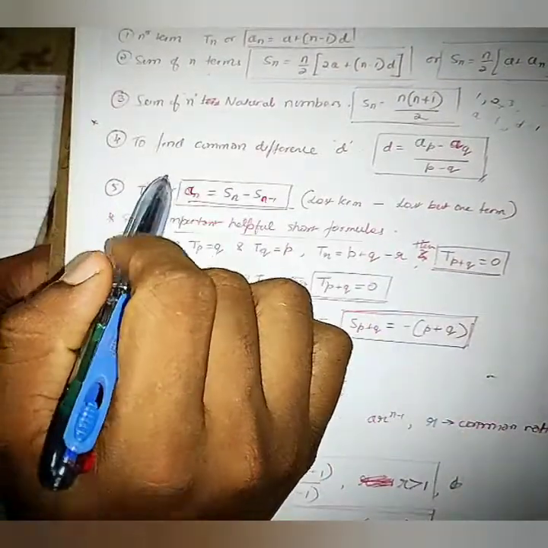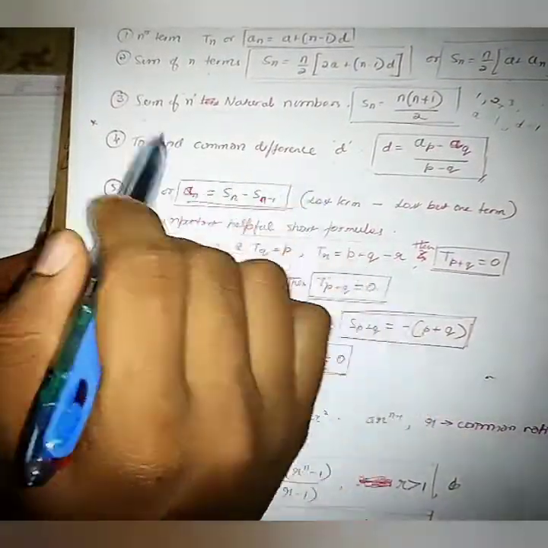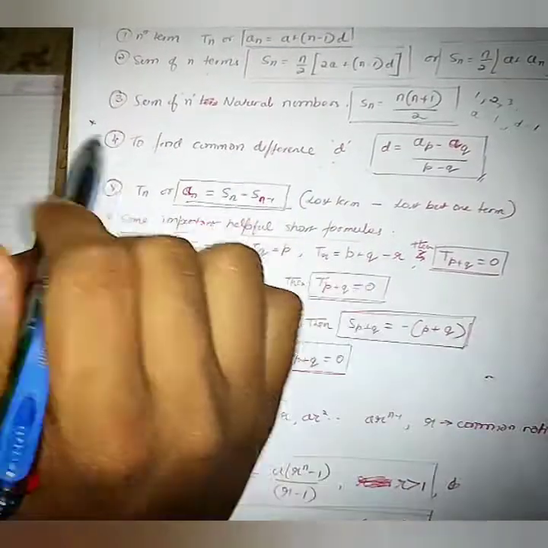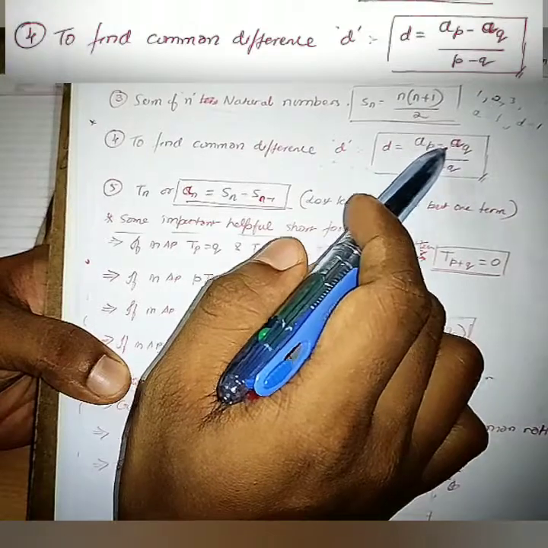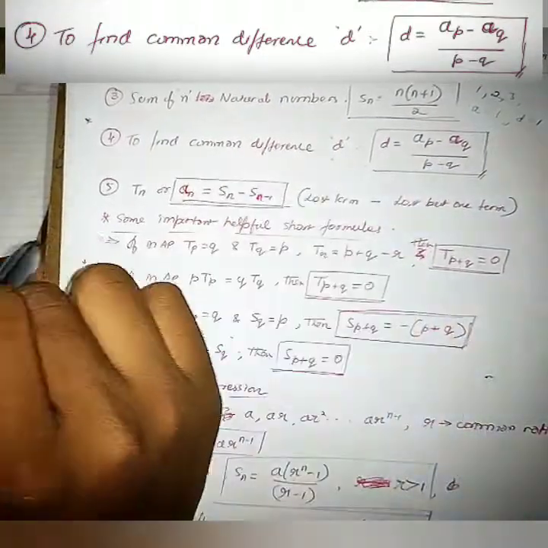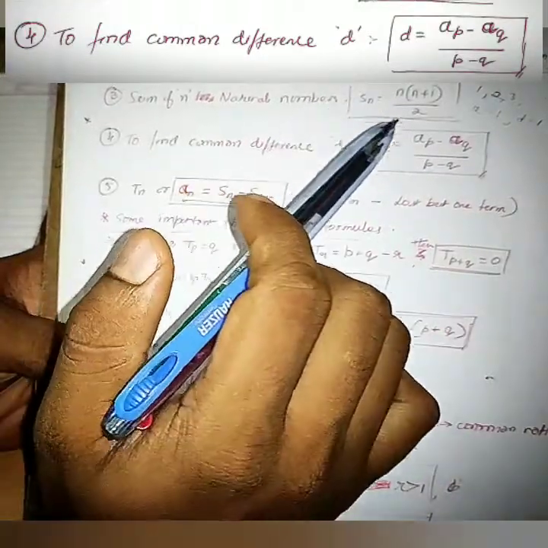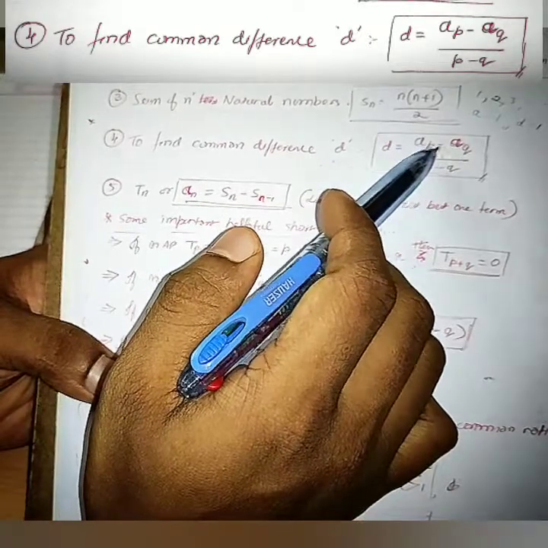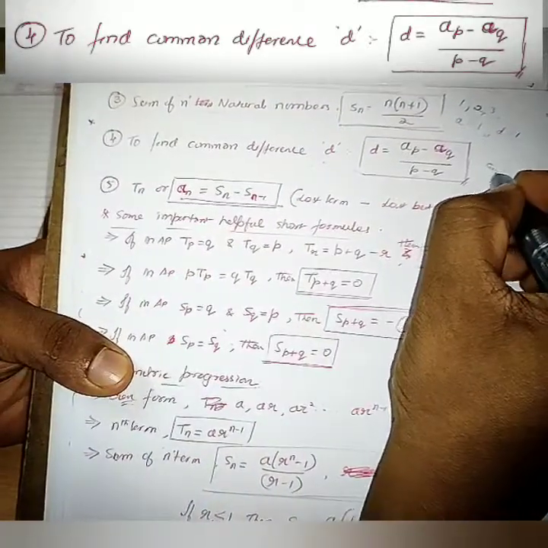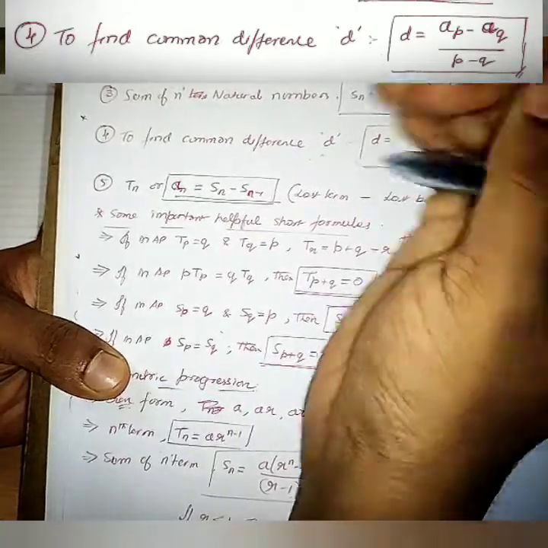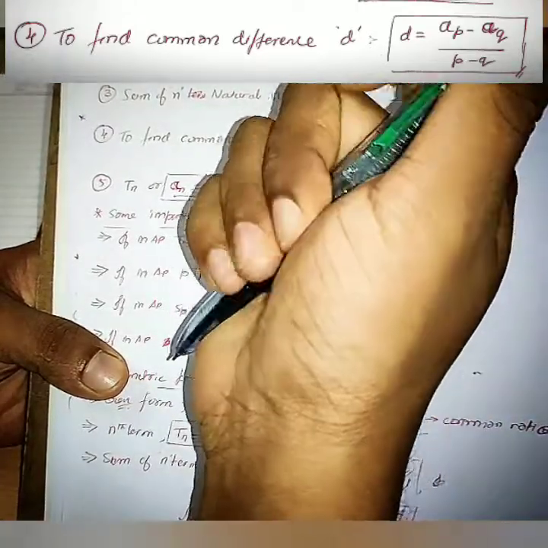Natural numbers. Then the common difference. Here you can see the formula for common difference is (AP minus AQ) divided by (P minus Q). So here I can tell you that AP is any random term given in an AP. One example I will write. I don't know whether it is clear or not. I will change the ink.